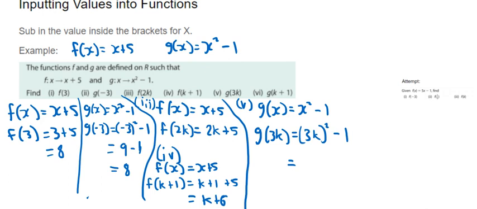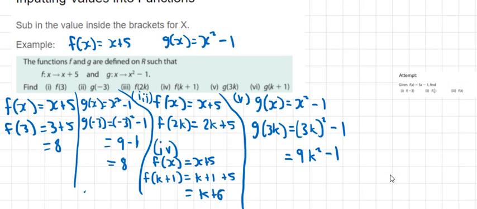So if I was to square 3, that would be 9, because 3 squared is 9. And then if I square the k, it would be k squared. So it'd be 9k squared minus 1. So that's actually going to be the answer there, 9k squared minus 1.